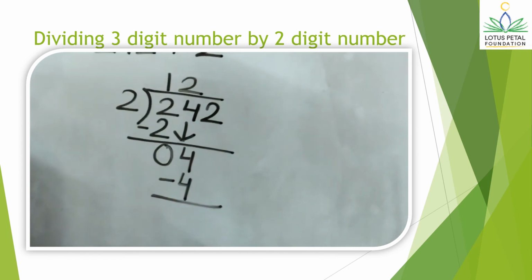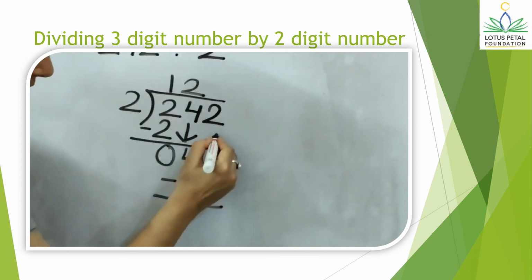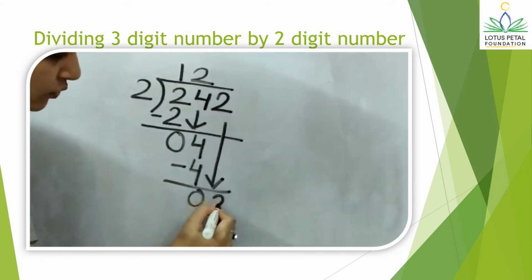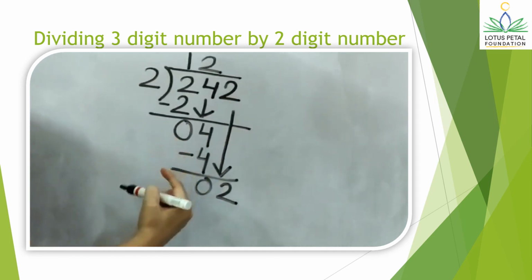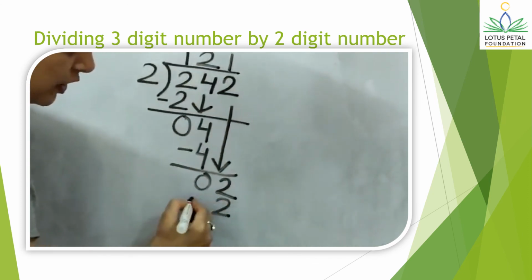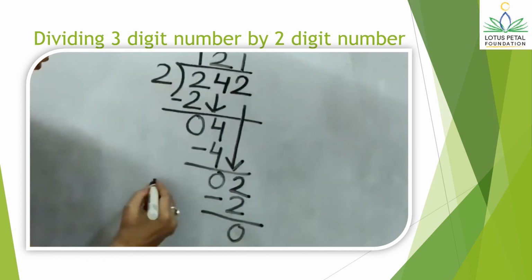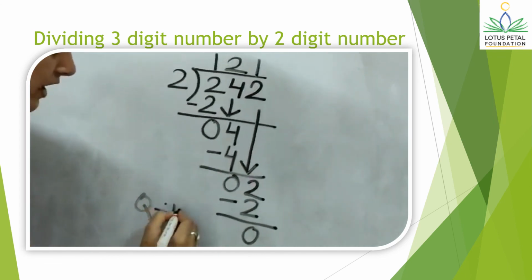Then what do we have to do? We have to subtract. 4 minus 4 is 0. What will come down? Our next number, that is 2. So how many times does 2 come in the table of 2? Yes, it comes 1 time. 2 ones are 2. Now we have to subtract. 2 minus 2 is 0. So what will be our quotient? Our quotient will be 120.